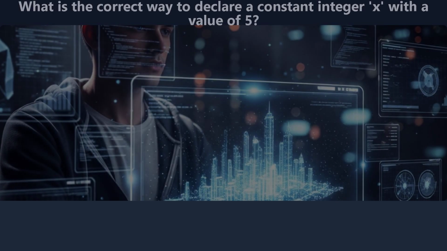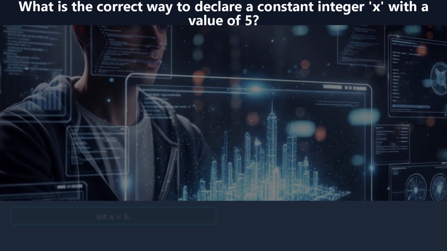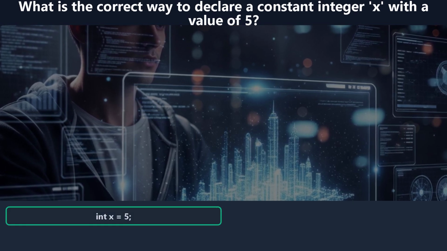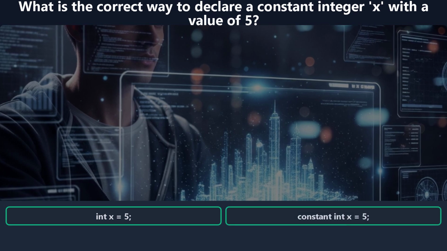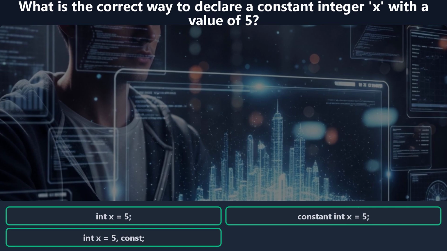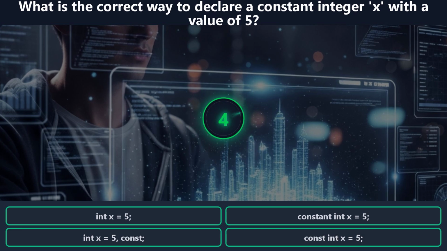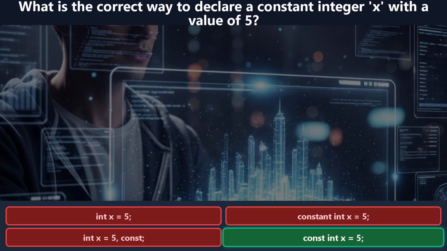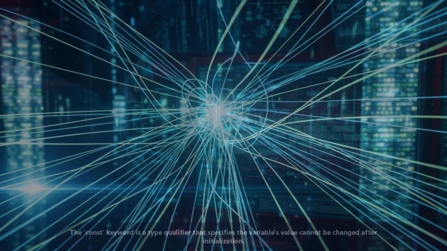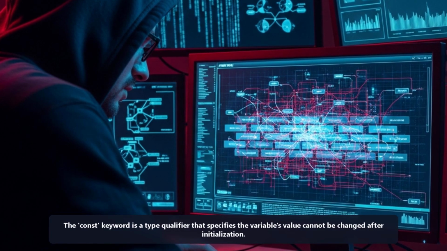What is the correct way to declare a constant integer x with a value of 5? int x = 5. const int x = 5. int x = 5 const. const x = 5. const int x = 5. The const keyword is a type qualifier that specifies the variable's value cannot be changed after initialization.